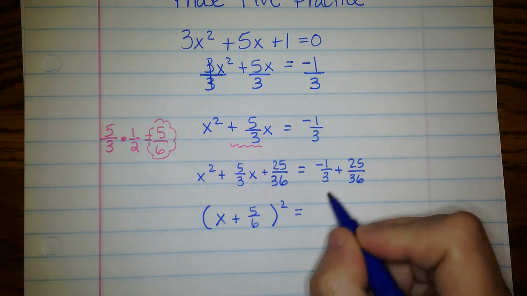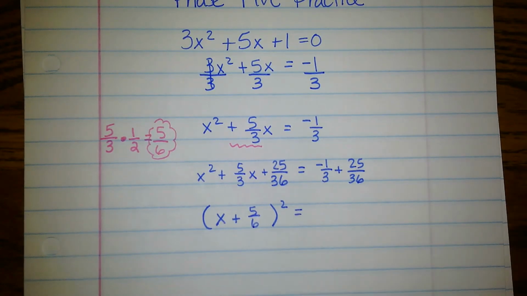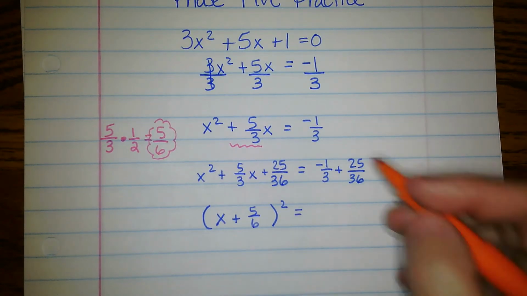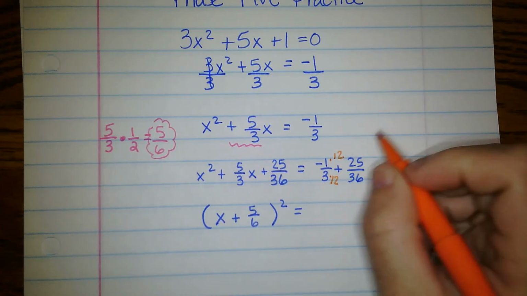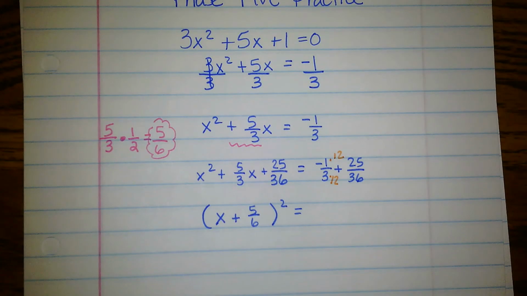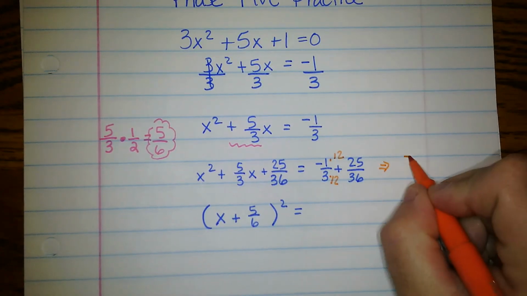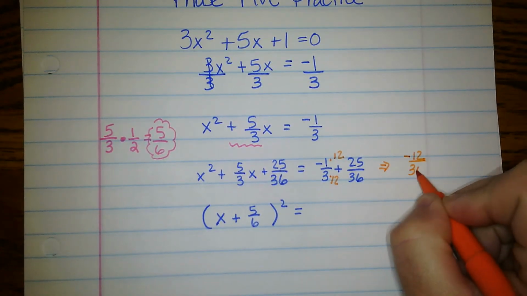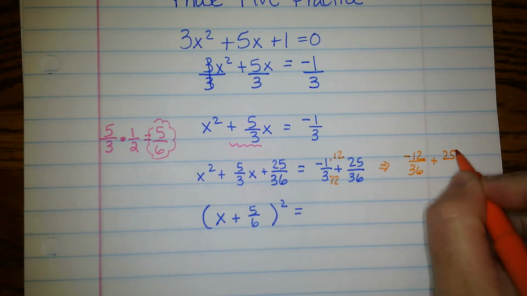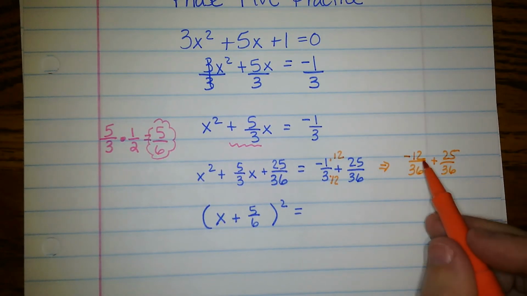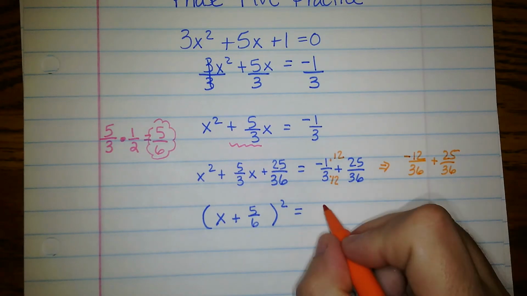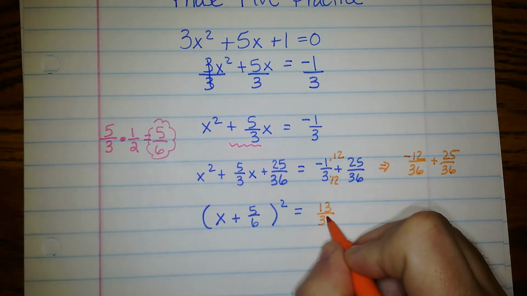On this side, I have to get a common denominator. My common denominator for 3 and 36 is 36. I'm going to take 3 and multiply top and bottom by 12. That's going to give me -12/36 plus 25/36. And when I add those two together, that's going to give me positive 13/36.